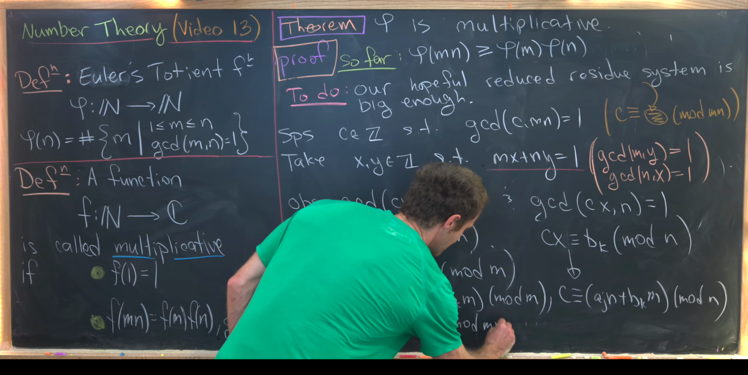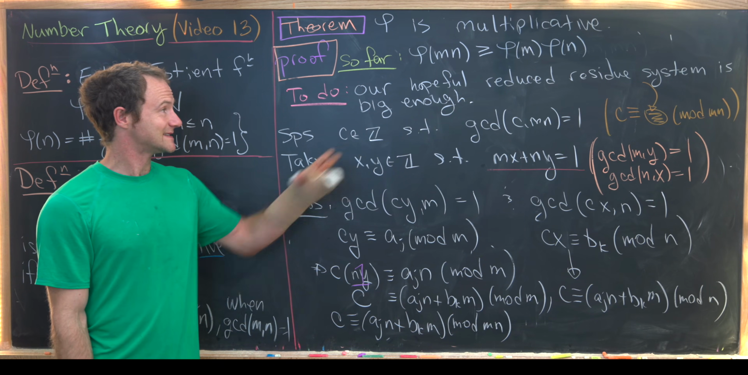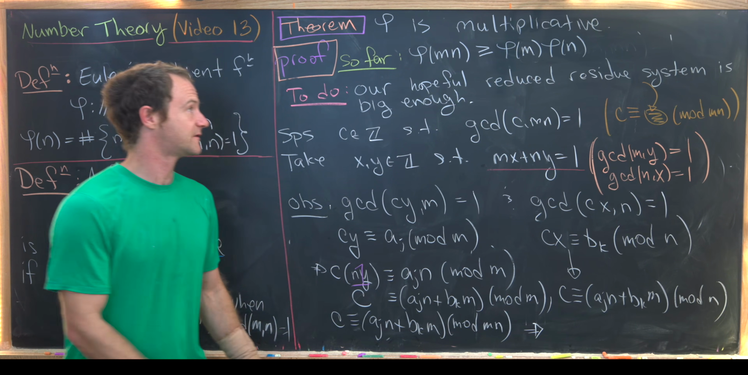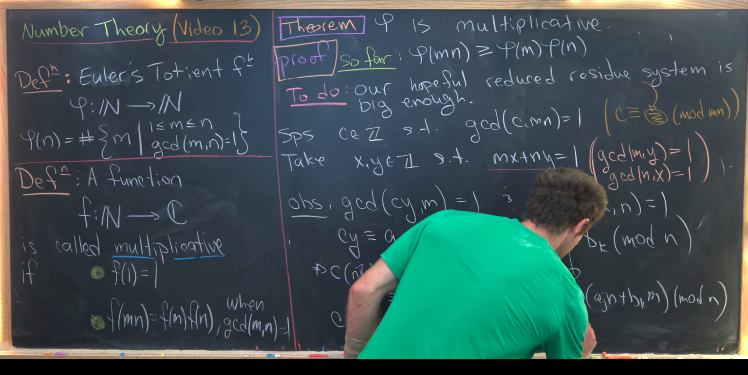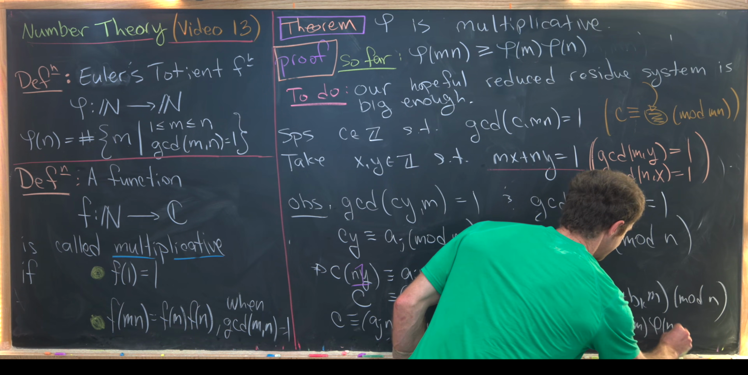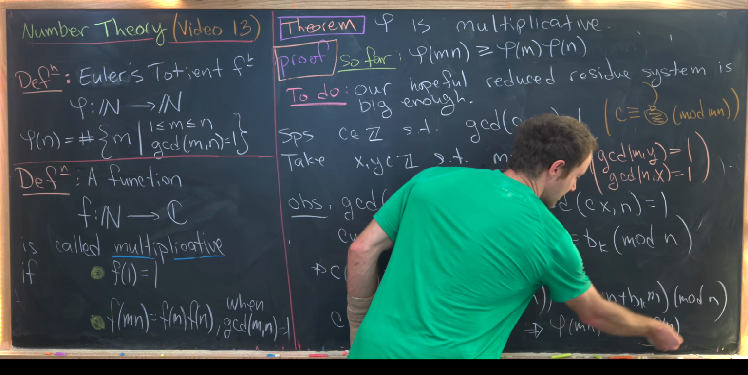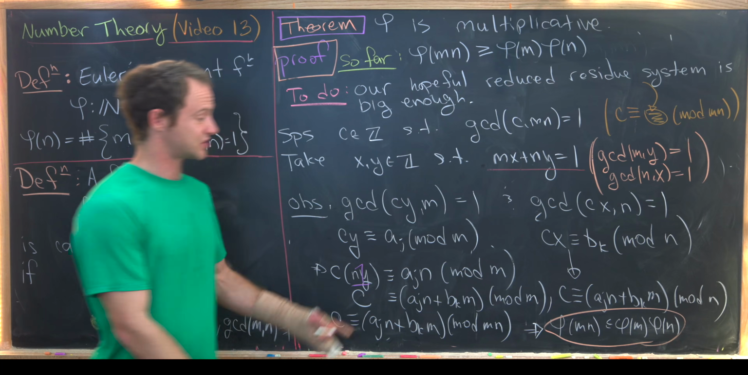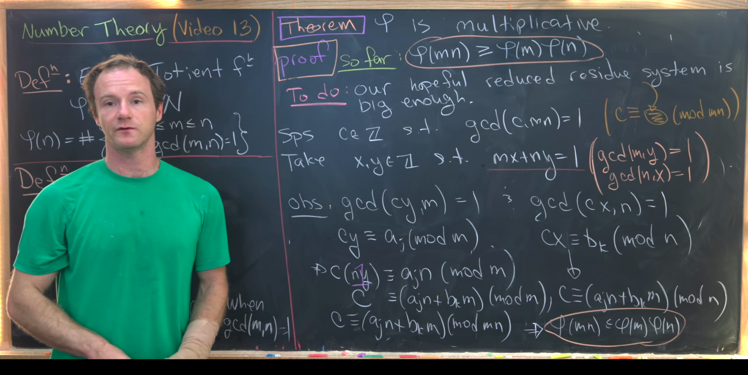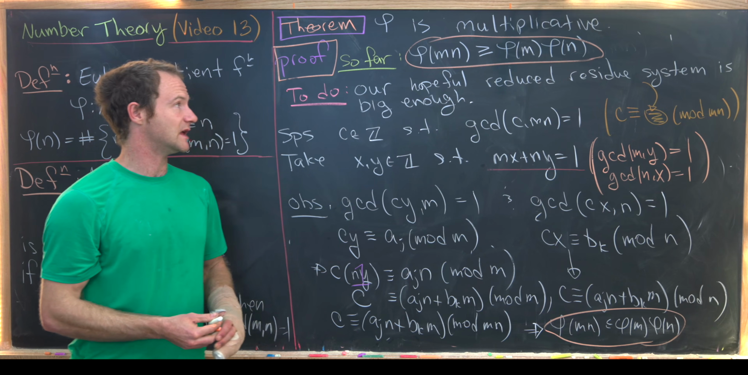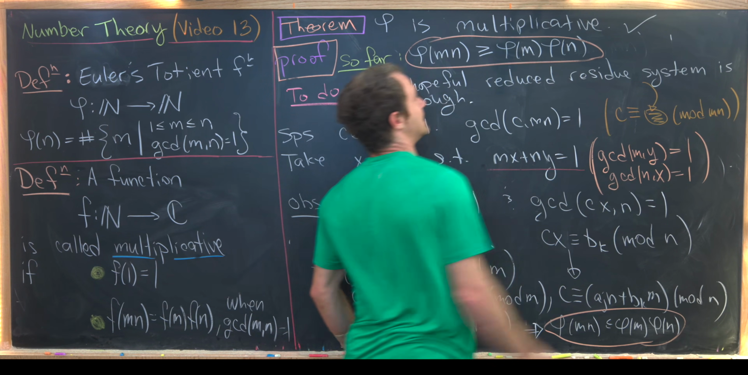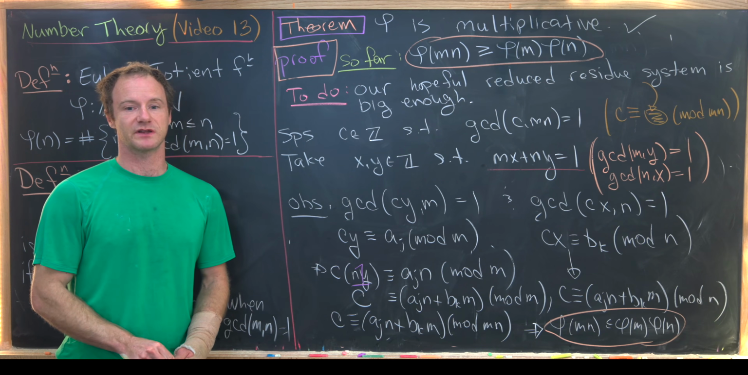mod MN. But that tells us that our reduced residue system is in fact big enough. So in other words, we have phi of MN is less than or equal to phi of M times phi of N. But now combining this inequality, which I've just circled down there, together with our inequality from the first half of the proof, we see that phi of MN is equal to phi of M times phi of N, which is exactly what we needed to show for phi to be multiplicative.